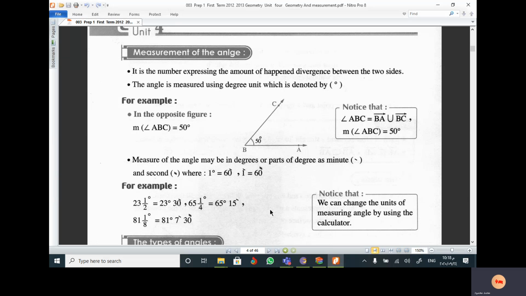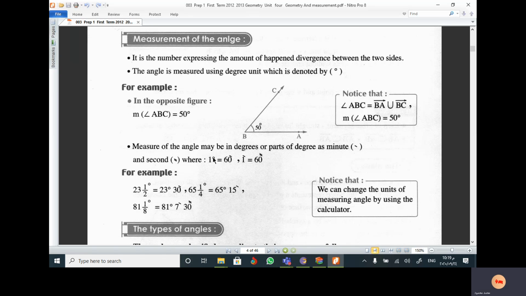The angle is measured using the degree unit, and we denote it by the symbol degree. In the opposite figure, angle ABC measures 50 degrees. You measure angles by protractor.